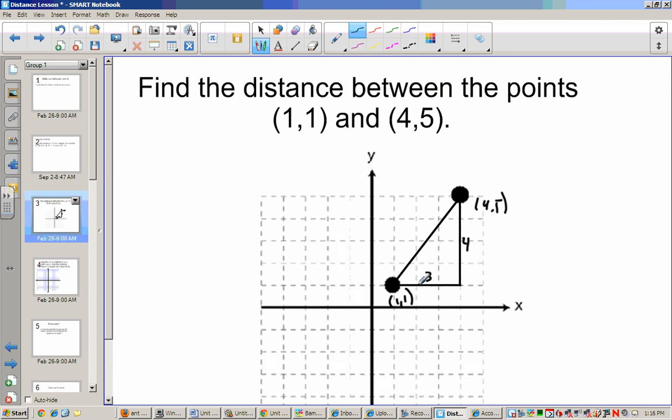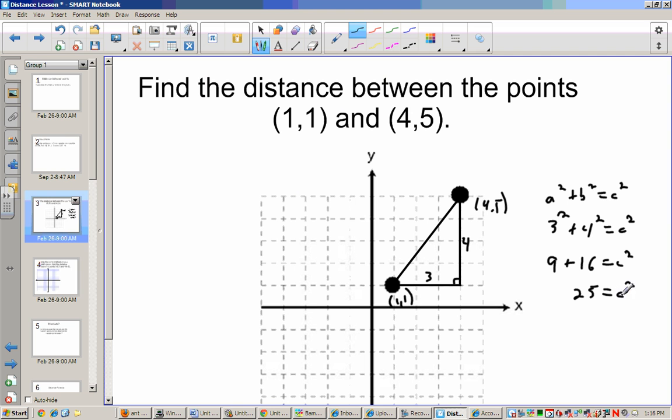Now, since horizontal and vertical lines meet at 90 degrees, we can use an old theorem of ours, Pythagorean theorem, to find this third side. Pythagorean theorem is a squared plus b squared is equal to c squared. So we'll use 3 squared plus 4 squared is equal to c squared. 3 squared is 3 times 3, which is 9. 4 squared is 4 times 4, which is 16. And now when you add them, you get 25.